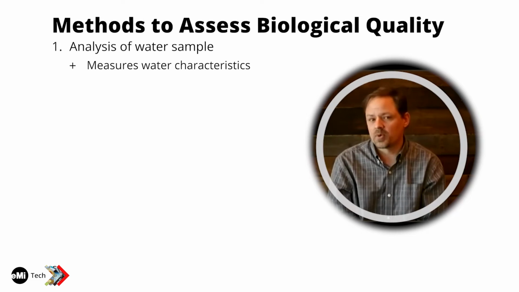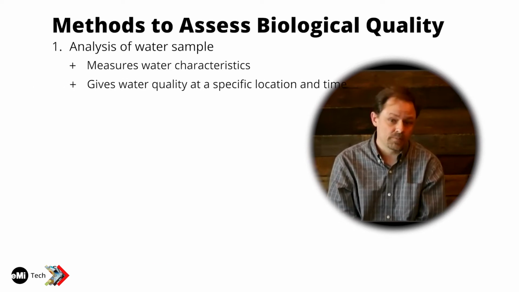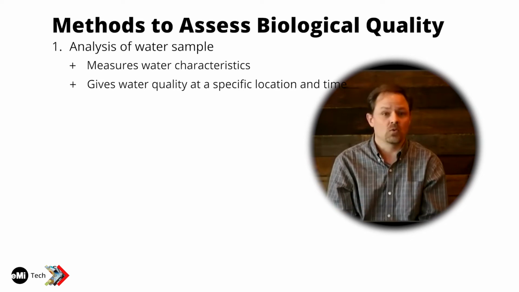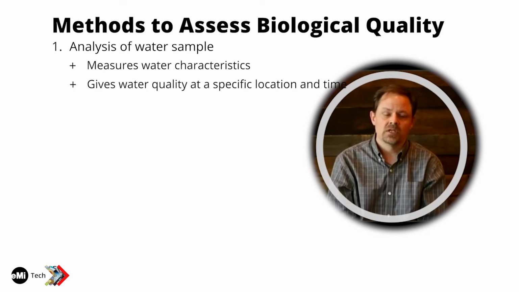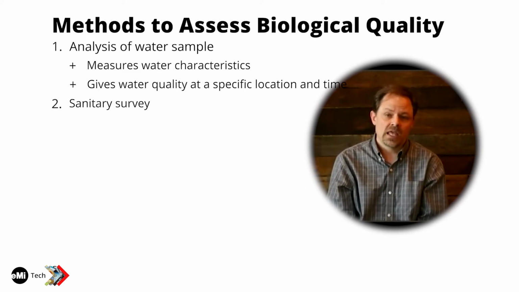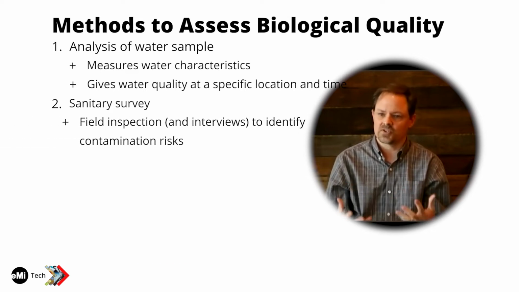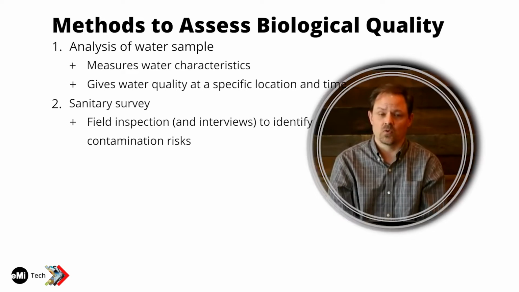Now, the problem with that approach is that it only gives us an indication of the water quality where and when we took that sample. And oftentimes contamination can be intermittent and localized, so it doesn't necessarily tell us broadly what's happening about the water source or the water system we're evaluating. So the other strategy we tend to use is the sanitary survey. And really this is just a common sense inspection of the system, the source, the community, to identify potential sources of contamination of the water.